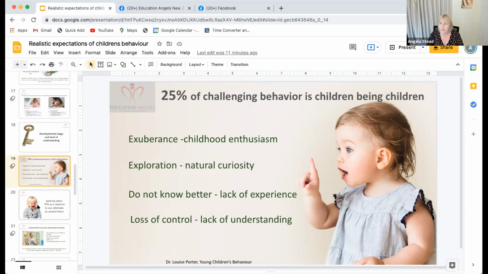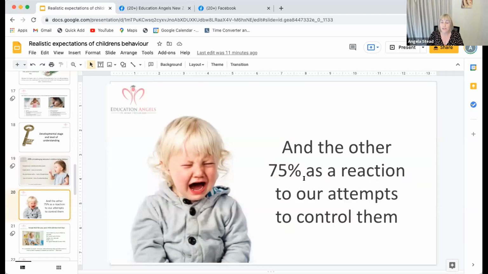And then when we think about this too, the other 75% is a reaction to our attempts to control them. It's pretty incredible, isn't it? So if we stop trying to control and we allow children to be children, then behaviour is not an issue, unless we make it an issue in our own minds. And yes, of course, I am not saying, I work with children and I have grandchildren. I know that it can be really challenging, and I know that behaviour can be a challenge as well.